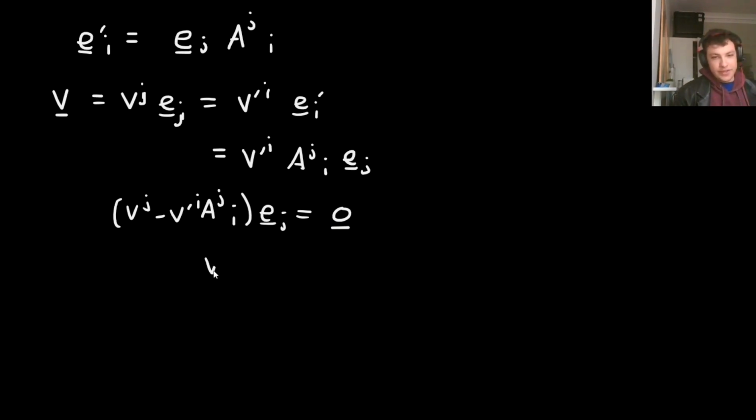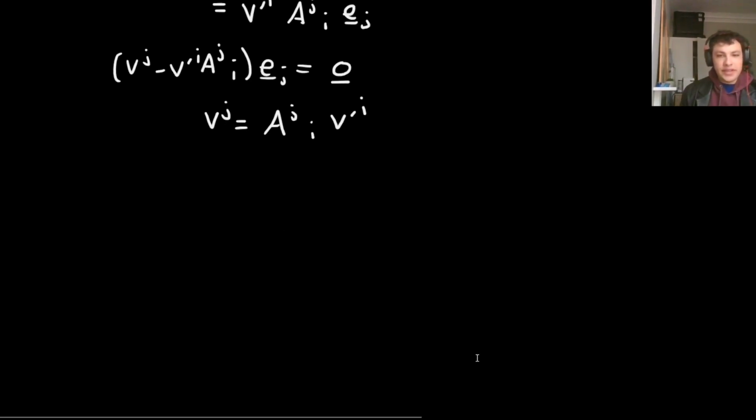And so that means that we can just say that vj is A_ji v'_i. Now what we're going to do is, we know that the number of basis vectors has to be the same in both bases, and so that means that A has to be an invertible matrix. Its rank has to equal n, otherwise you wouldn't get out n linearly independent basis vectors.